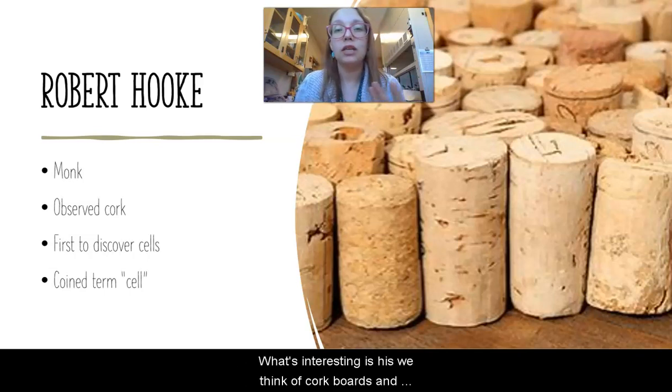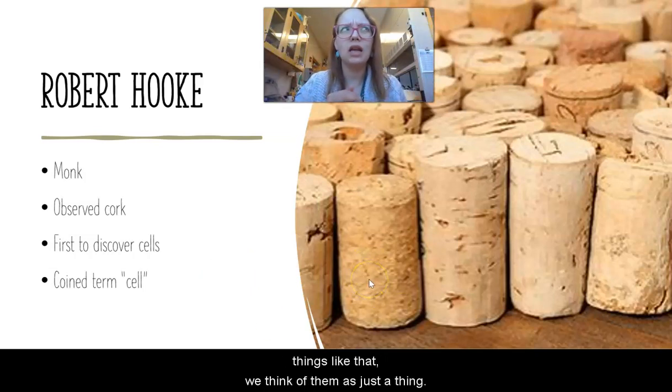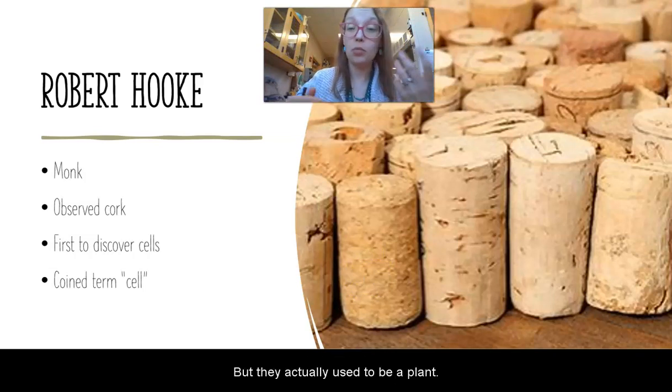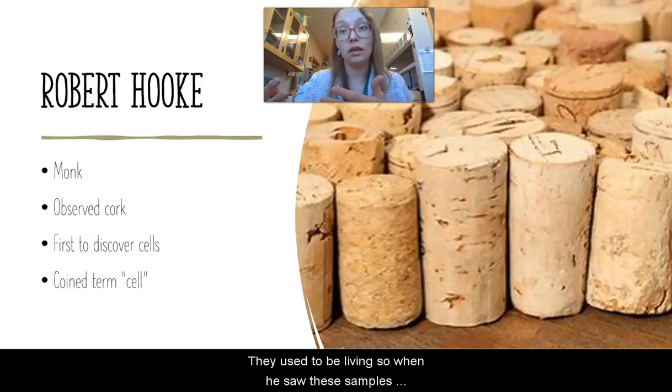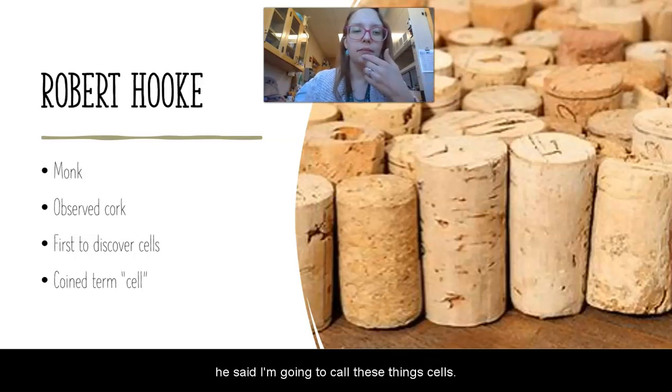The thing that's interesting is we think of cork, like cork boards and things like that. We think of them as just a thing, but they actually used to be a plant. They're a dead living thing. They used to be living. So when he saw these samples, he said, I see those little rectangles. I'm going to call these things cells.